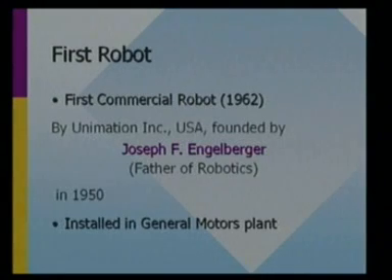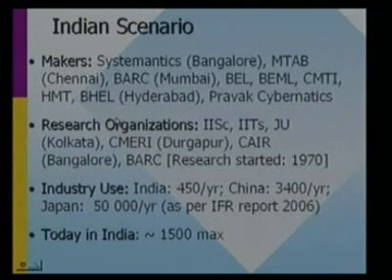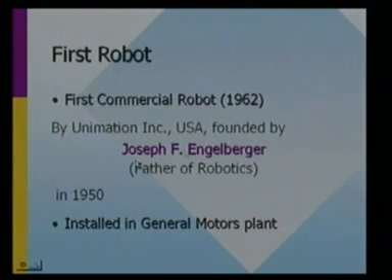So, the first commercial robot came in 1962. It was by Unimation Incorporation, which I was just telling you about, established by Joseph F. Engelberger, who is also called the father of robotics. And the first robot was installed in the General Motors plant.